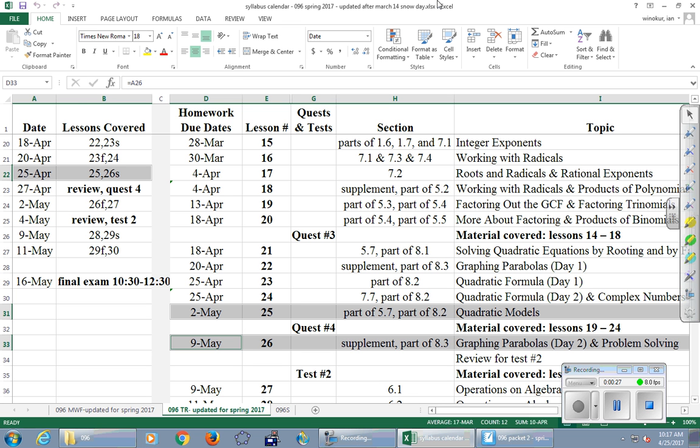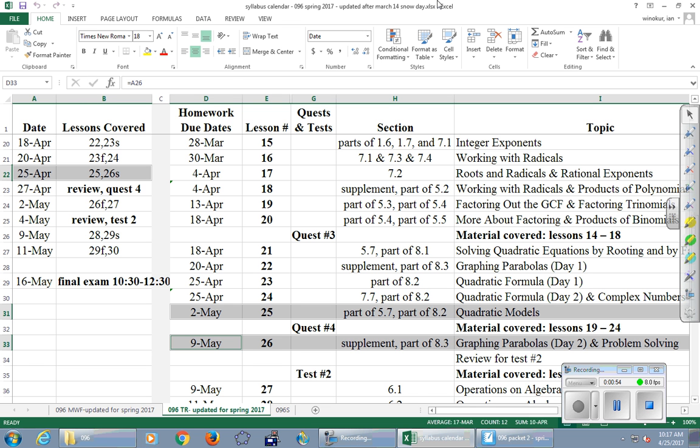And also coming up on Thursday, 2 days from today, is quest number 4. You can see quest number 4 is on lessons 19 to 24, but today we are doing 25. So none of the new stuff for today is on the quest on Thursday. Okay. And again, a real good source of practice problems for that quest is that separate practice problems packet, right? Separate handout, 19 through 24. Any questions on the calendar?